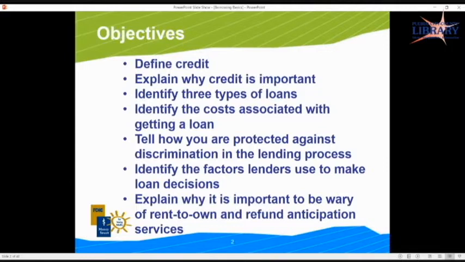lending process, identify the factors lenders use to make loan decisions, and explain why it is important to be wary of rent-to-own and refund anticipation services.